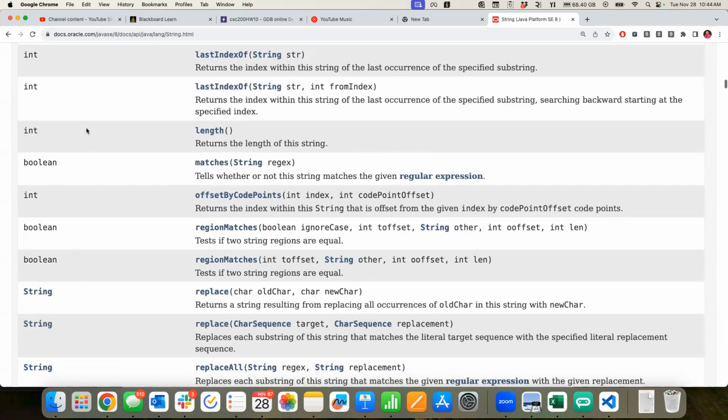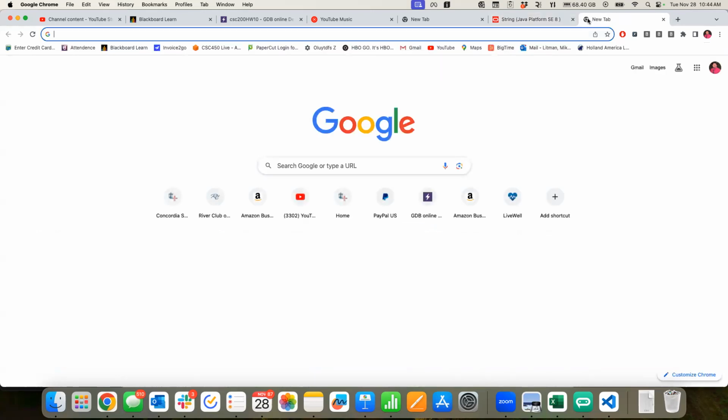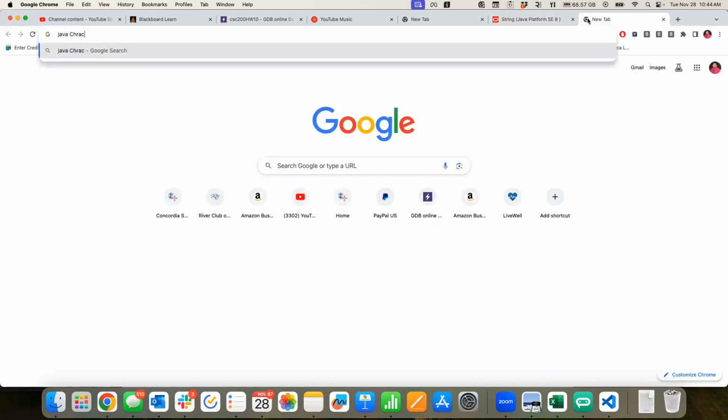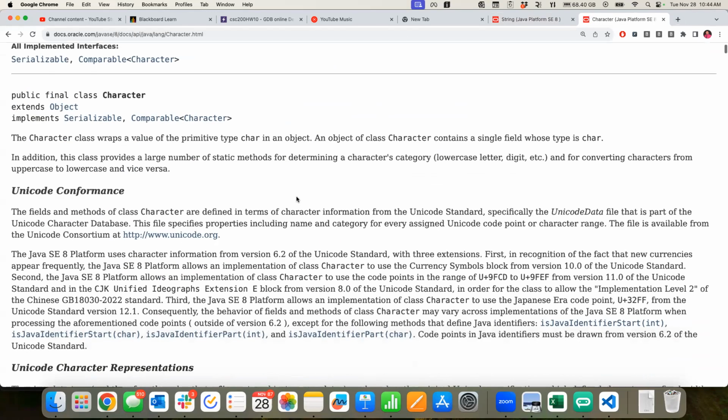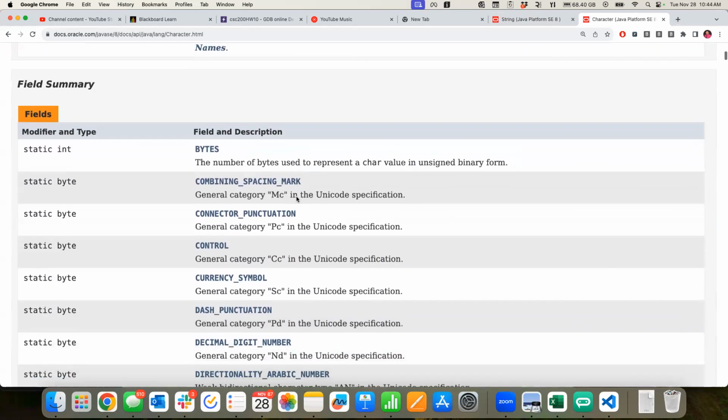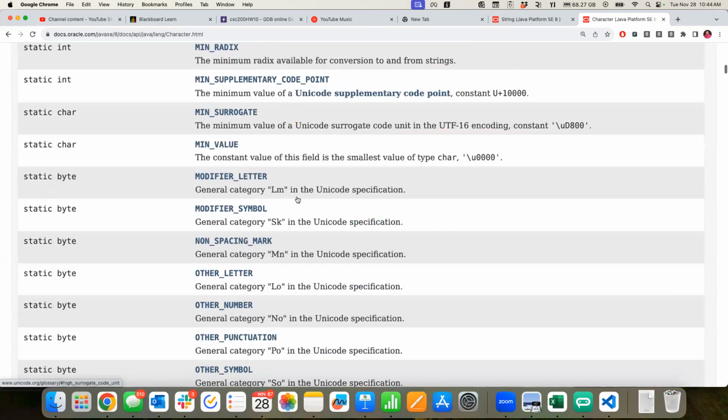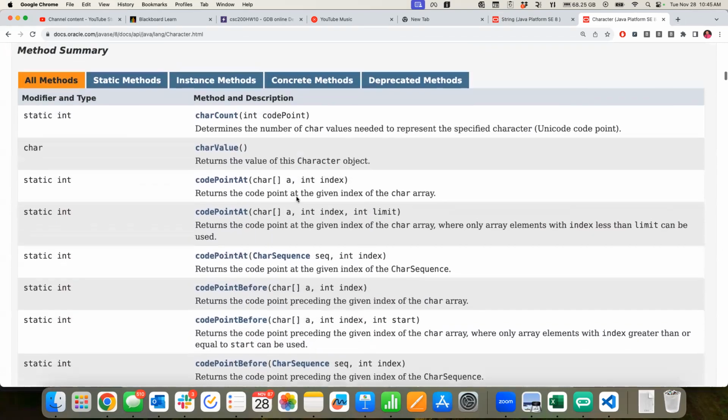But really, from a documentation perspective, let me open up a separate thing. We're going to say Java character. And I'm purposely picking this character class because it's filled up with static stuff. So let's just go down to the methods, even though all the fields are static as well. So here's our method summary for the character class in Java. Notice that most of these guys are static methods. So in Java, the character class has a whole bunch of methods that are owned by the class, not instances of the class, for doing things to characters.